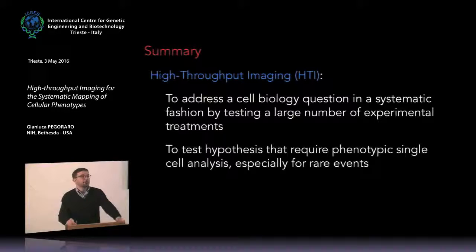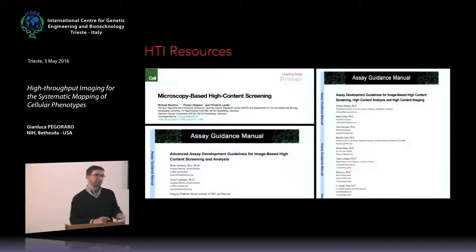So in summary, today I showed you 2 possible uses of high-throughput imaging. The first one being the use of high-throughput imaging for screening biological treatments, either siRNAs or compounds, to identify those that have a biological effect. And the second one being an application in which we are not screening a large number of samples, but rather using high-throughput imaging to detect and quantify rare biological events.